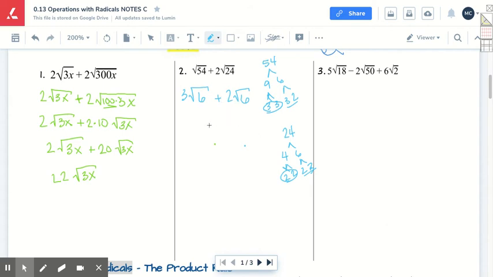Now the two have the same radicand. Same radical, I should say. The radicand and the index match. So now I can add the numbers in front. 3 plus 2 is 5.